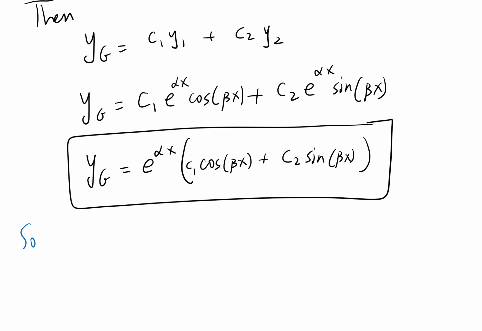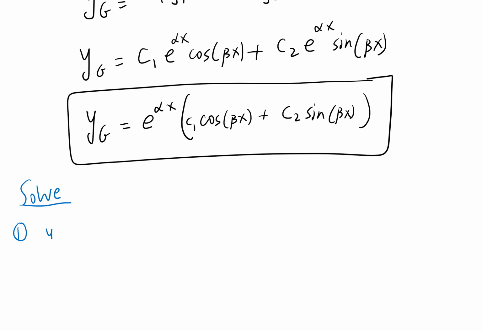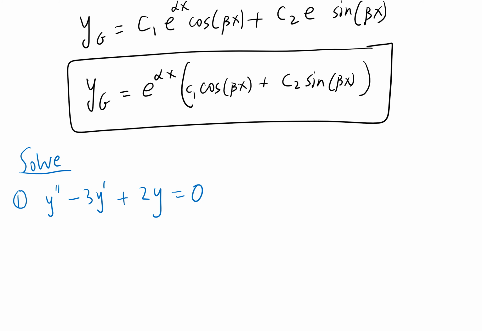So let's apply everything we learned to some specific examples. Solve number 1, y double prime minus 3y prime plus 2y equals 0. To solve such a differential equation, that's a second order differential equation, first thing, we find what we call the auxiliary or the characteristic equation.